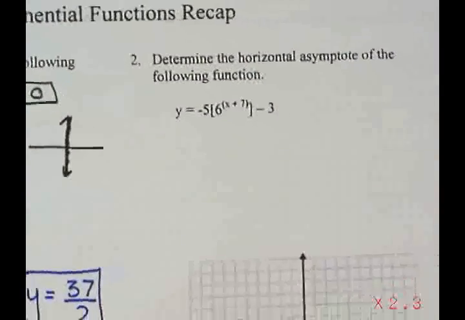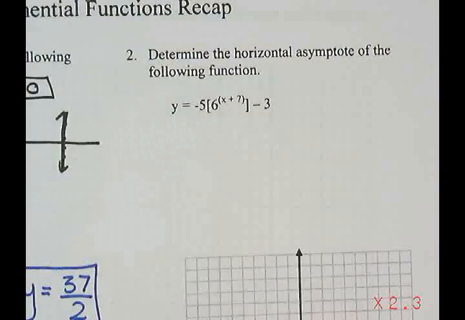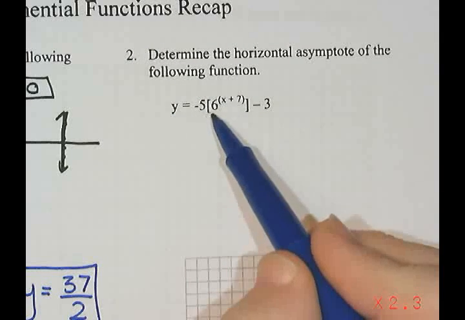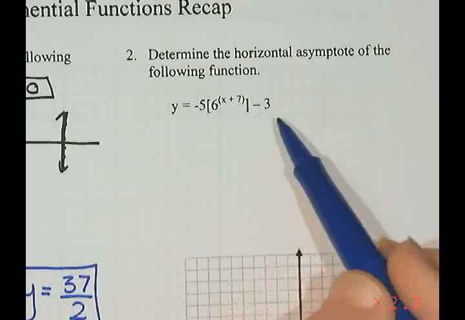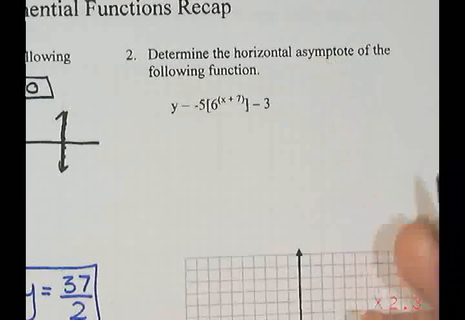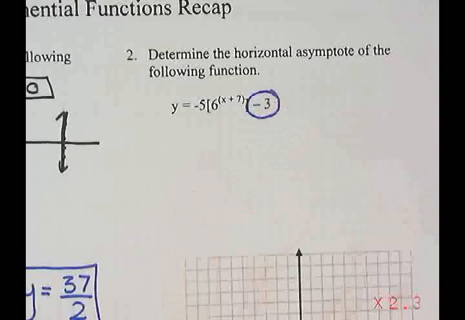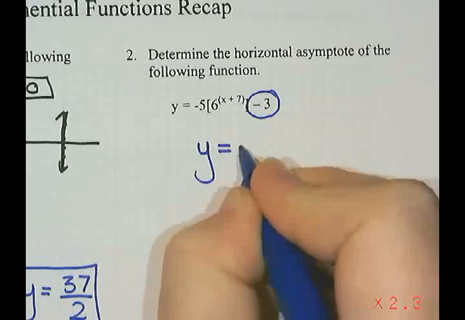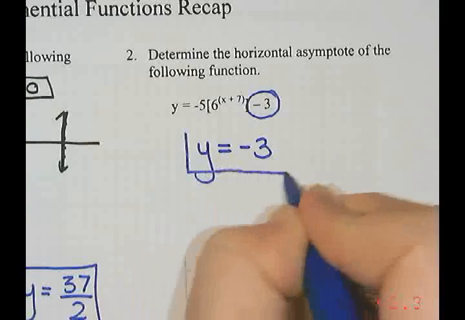Now the next part says determine the horizontal asymptote of the following function, and I have y equals -5 times 6 to the power of x plus 7, minus 3. So the horizontal asymptote we learned comes from that number right there. So this actually is just going to be y equals -3.